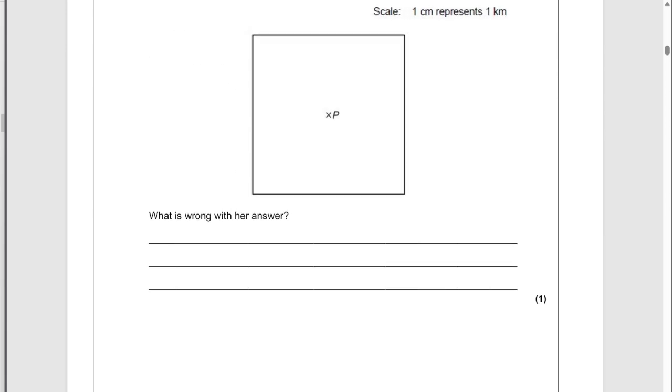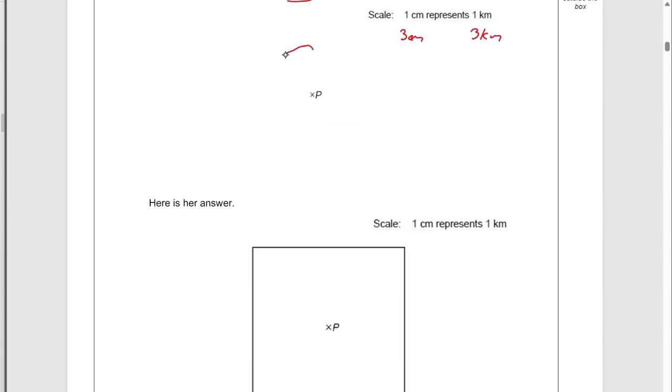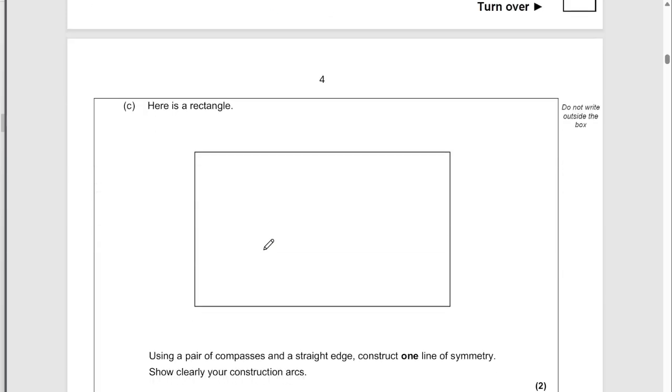So her shape or her arc line, it should be a circle. It should be a circle, 3 centimeters radius, center P. So again, what that would roughly look like, again, I'm drawing this freehand. Something along those lines.